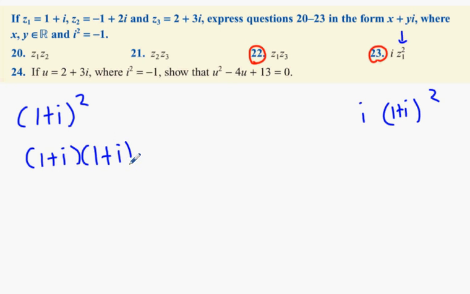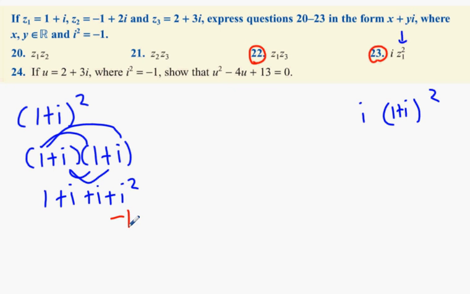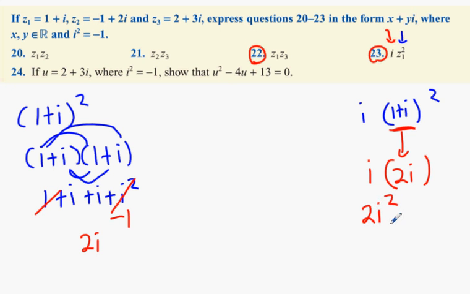It's 1 plus i multiplied by 1 plus i, which is 1 plus i plus another i plus an i squared. What is i squared? Minus 1. What's 1 minus 1? 0. i plus i? 2i. Now, this here, Dennis, we squared it out, and it turns into 2i. What we haven't done is multiplied by the i on the outside. So that's still there. i times 2i, 2i squared. 2 times minus 1, minus 2.